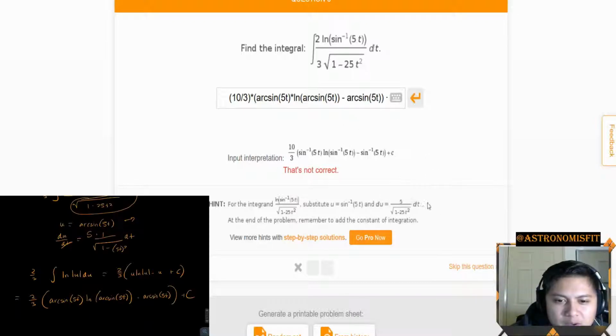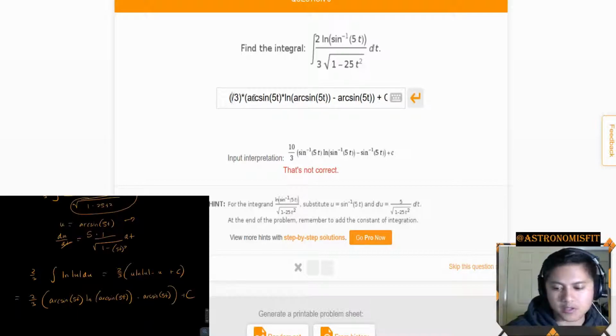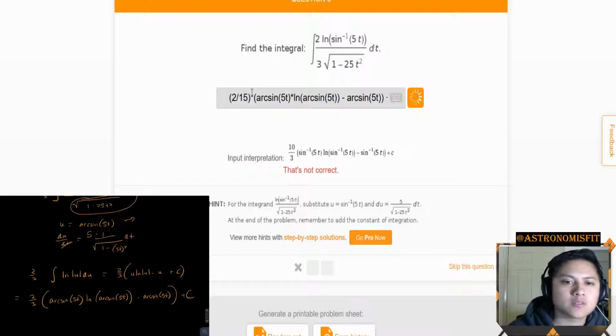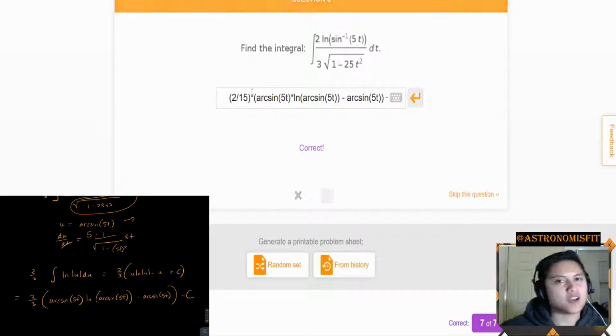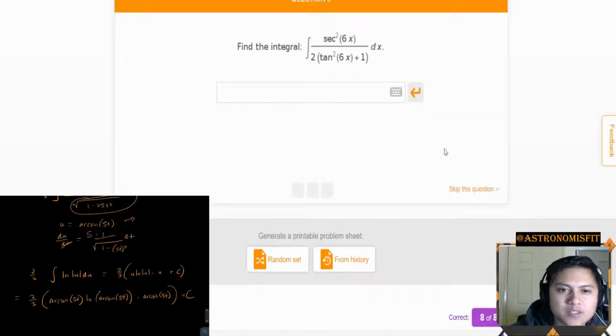So why am I not correct here? So I have a 5. So 5 over root 1 minus 25t squared. Okay, so u is equal to that, du is equal to... Oh wait, I think the 5 should go downstairs. It shouldn't go upstairs. Sorry, it should be a 2 over 15, not a 10 over 3. My mistake. I was putting it in the wrong place. 2 over 15. Of course. How could I miss that one?